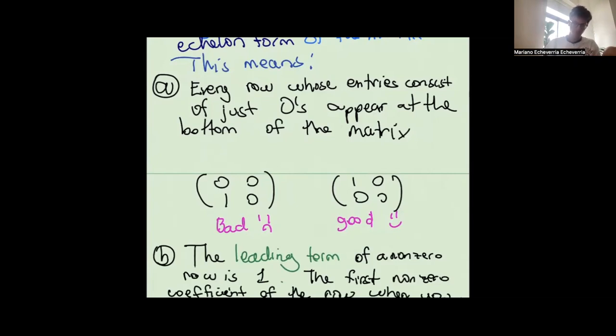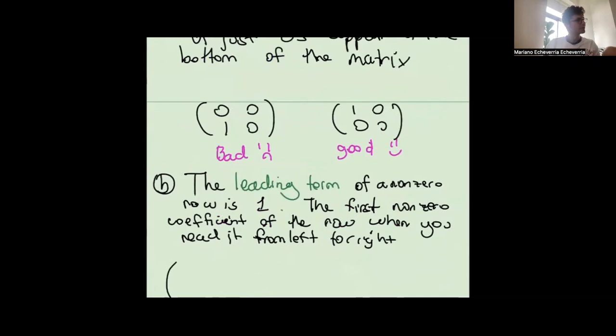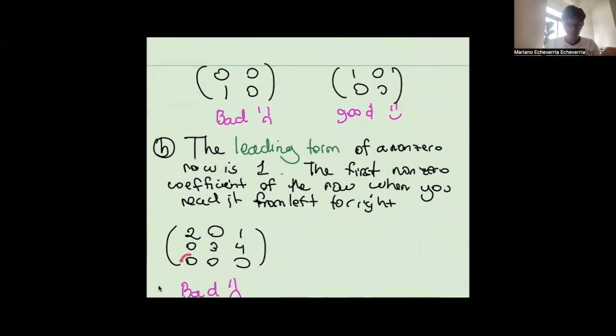So for example, again, if I gave you something simple like that, this is bad again. Now at least this is satisfying the rule that the zeros should be at the bottom.